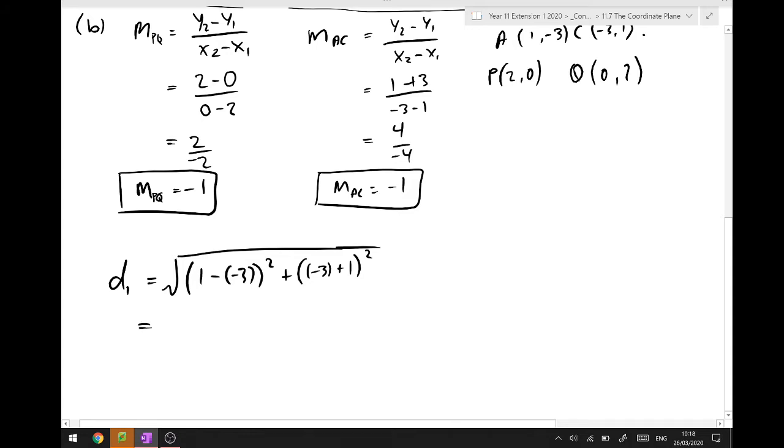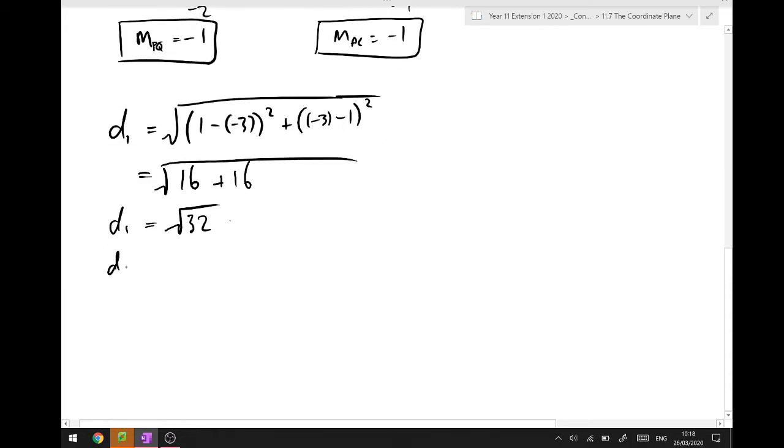Okay, so that's going to give me 1 minus negative 3 is equal to 4, so 4 squared is 16, plus minus 3, that should be a minus, not a plus. What is wrong with me? Because distance is the difference between the two. Minus 3 minus 1 is equal to 4. 4 squared is also equal to 16. So the distance of that first one is equal to the square root of 32.